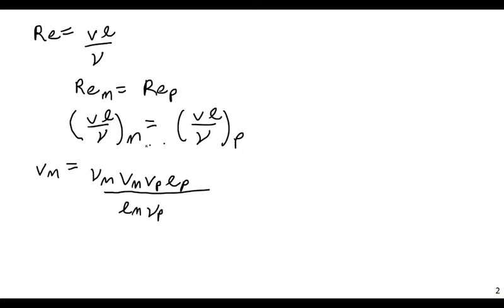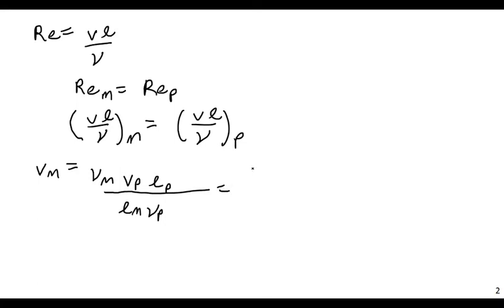So just solving this one for Vm. Sorry, it helps if I don't mess things up, managing to confuse myself. So again, Vm equals Vp Lp, and then nu m divided by nu p over Lm. There, that should do it.